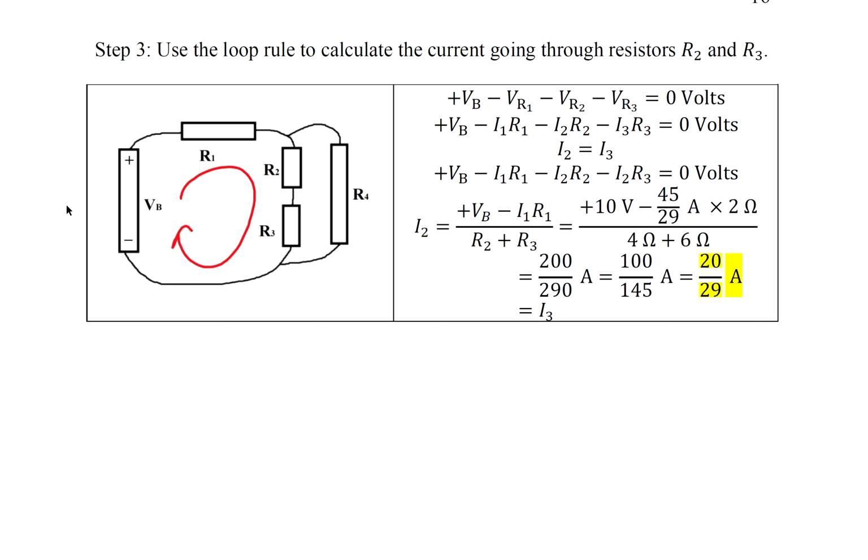So now let's use the loop rule to calculate the current going through resistors R2 and R3. So V battery minus VR1 minus VR2 minus VR3 is 0. And we know V equals IR.